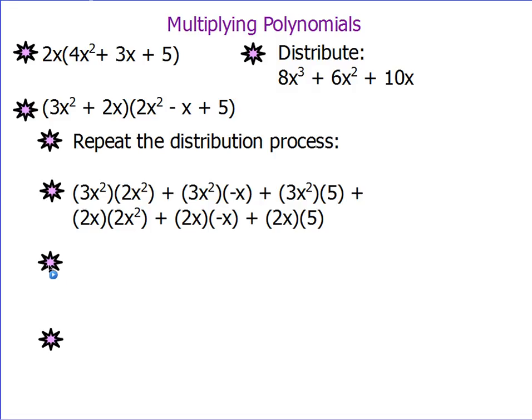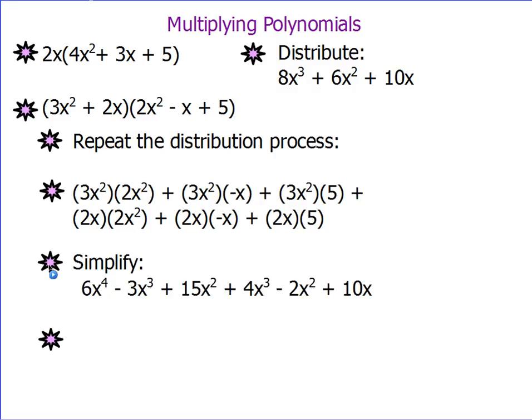So now once I've got all that set up, it's a simplification process. I'm going to do all these multiplications. So let's see, 3x squared times 2x squared, 6x to the fourth power. 3x squared times negative x, negative 3x to the third power. 3x squared times 5, 15x squared. Going to my second line. 2x times 2x squared is 4x to the third power. 2x times negative x is negative 2x squared, and then 2x times 5 is 10x.